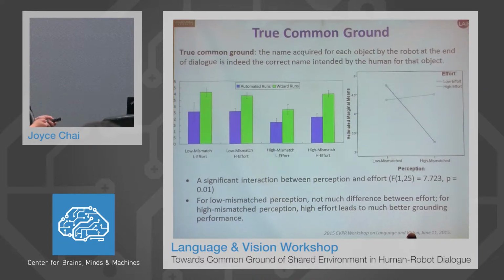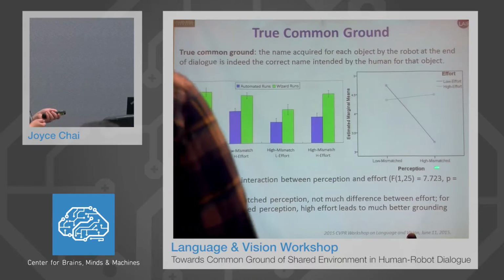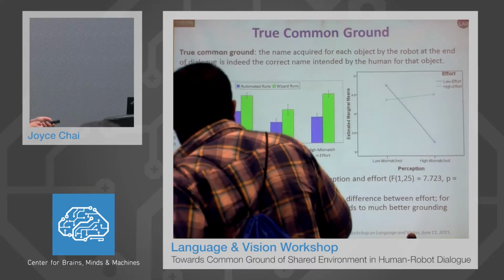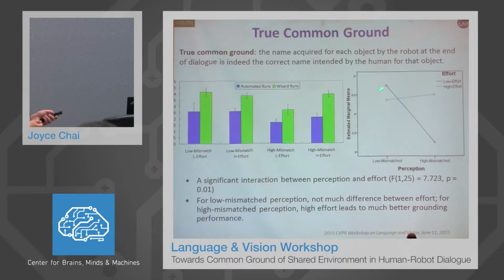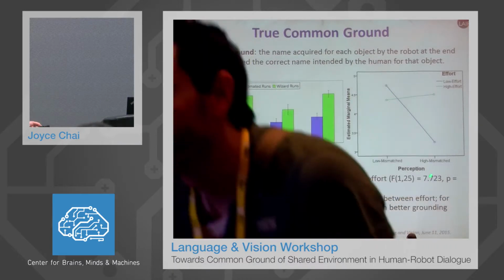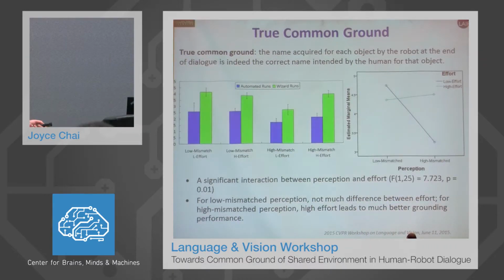As we can see, these are the interaction plots between the perceptual differences and the effort. When there is low mismatched perception, the effort doesn't make quite a difference. But when there is a high mismatch, the high effort makes a significant difference in terms of the grounding.